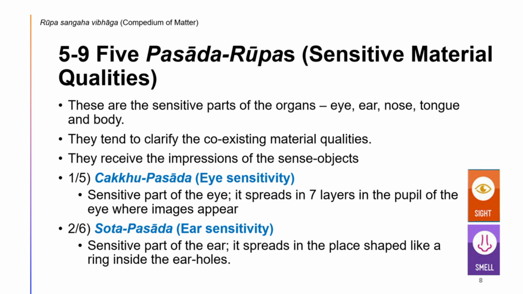Okay, next we come to the Sota Pasada. Sota means hearing. The sensitive part of the ear is spread into a place shaped like a ring inside the ear hole. You can imagine your ear down there, you have this so-called hair, between the ear hole. This is the part that captures the sound.